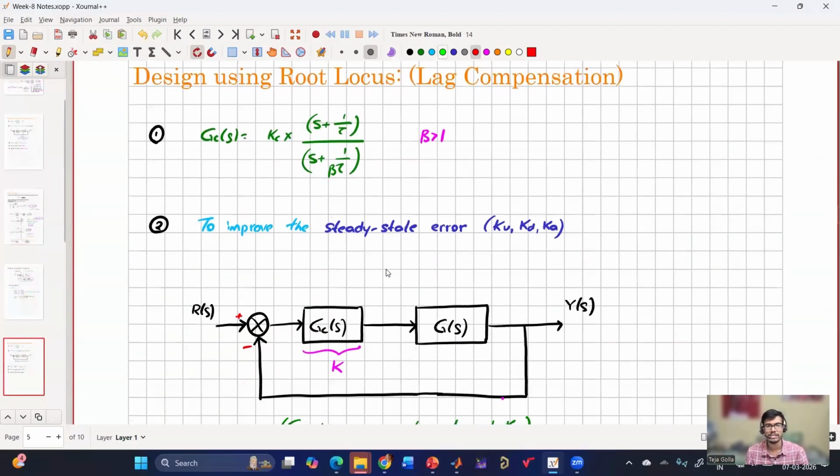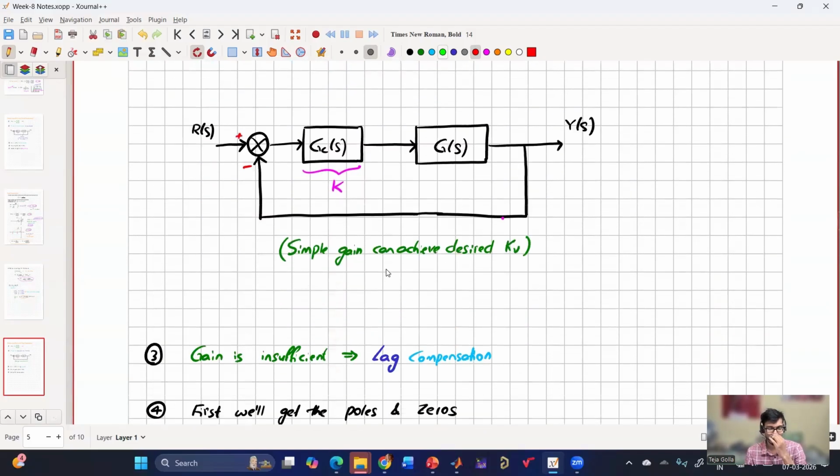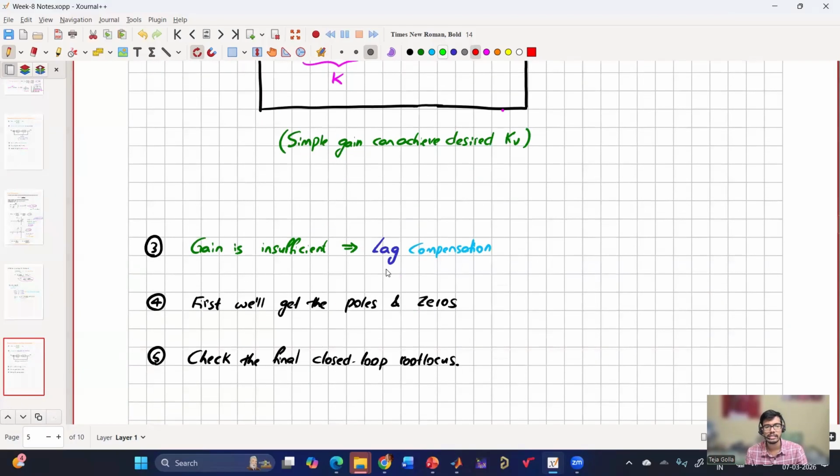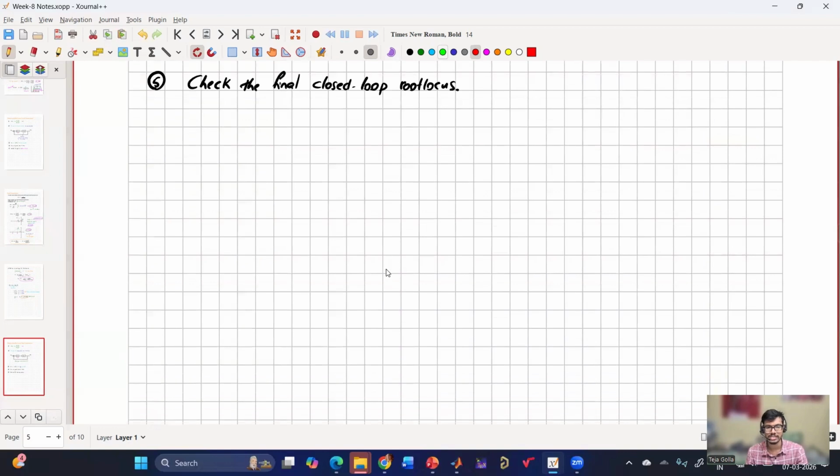Then how do we design using lag compensation? So this is the transfer function for the lag, and this is to improve the steady state error. So first we have to always see whether a simple gain k is sufficient or not. If it is sufficient, then we don't need to design any lag compensation. Else we might have to design, and then first we'll be designing the poles and zeros, and then finally we have to check the root locus, because in the case of lead compensation it is the transient response requirement. Here we are designing the steady state error, but it should not alter the root locus. So that's why we have to plot the root locus and then see.